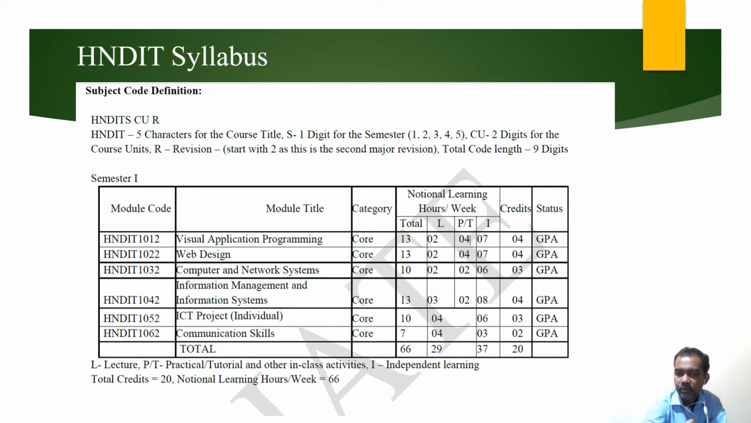lecture, practical, tutorial, all 4. There is no separation, either lecture or practical. That means this is a pure practical subject. Due to that reason, you need to do 4-hour practicals per week for that subject. Then the credit level is 3, and this is also a GPA subject.